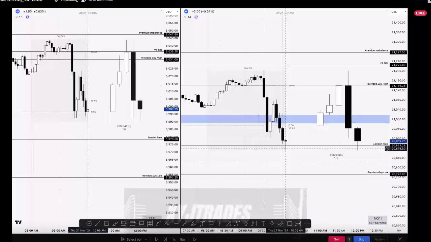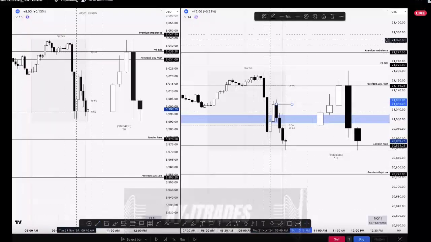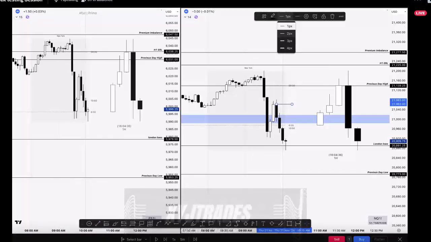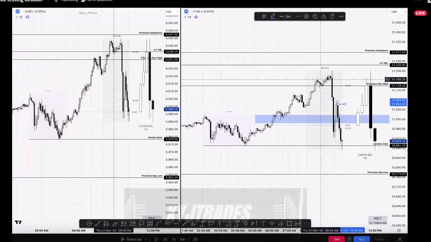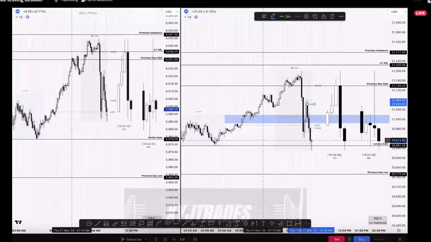Okay, takes out this low. I'm seeing the SMT divergence form. That would be my change in state. But again, do we have SMT at a higher time frame level for the daily candle? Yes, we do. So what am I going to target?